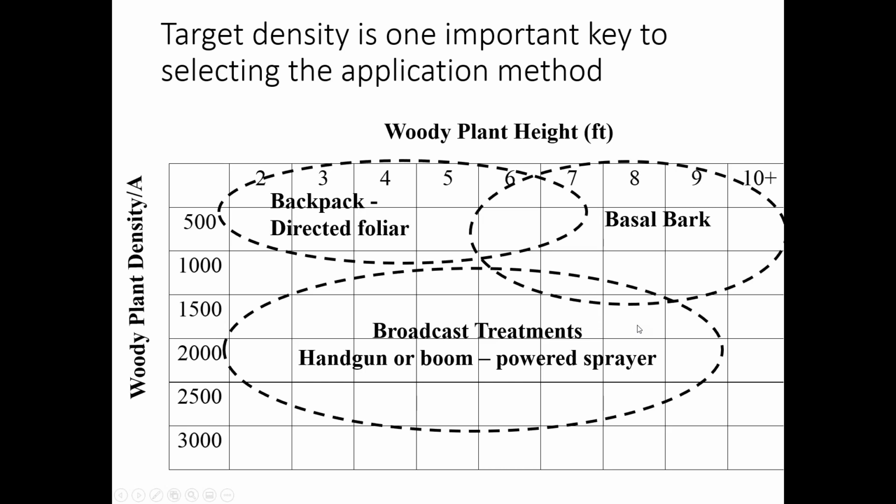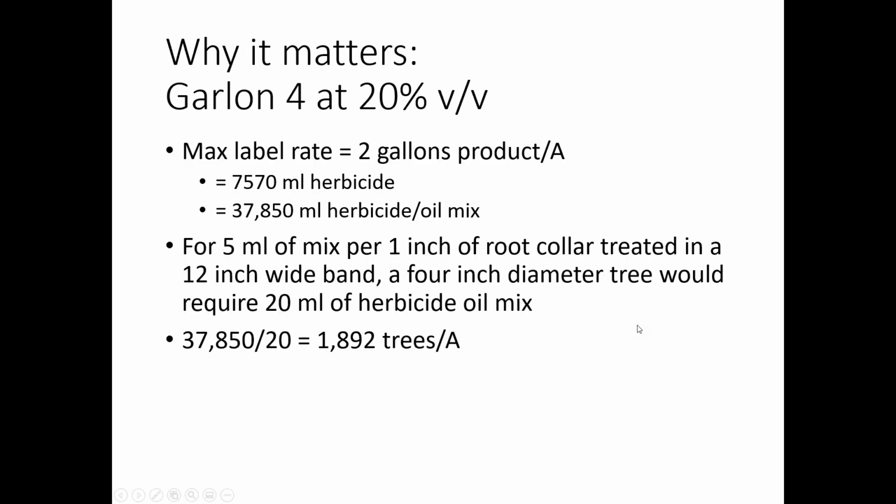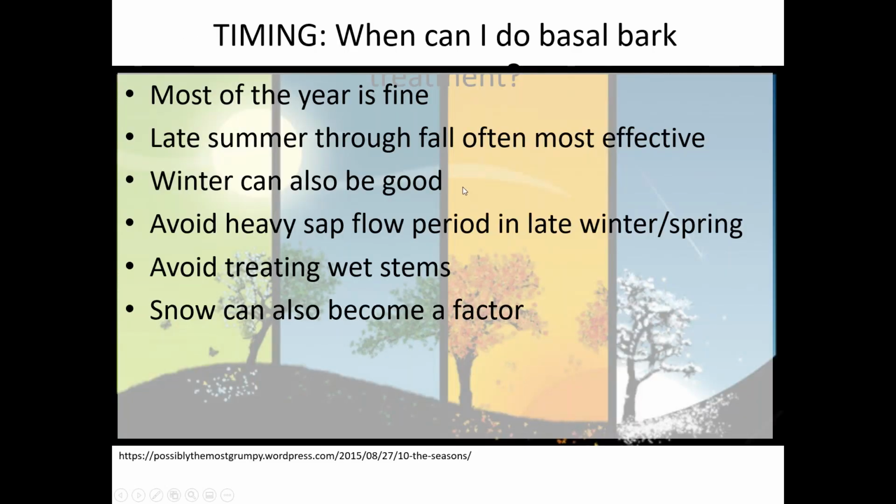Timing, when can we do this? Okay, most of the year is fine. This is one we can get away with year round. Late summer through fall is often most effective as woody shrubs are allocating energy reserves into the roots. But winter's great, and winter's a really good time to do a lot of basal work. Even in cold weather, it can work well.